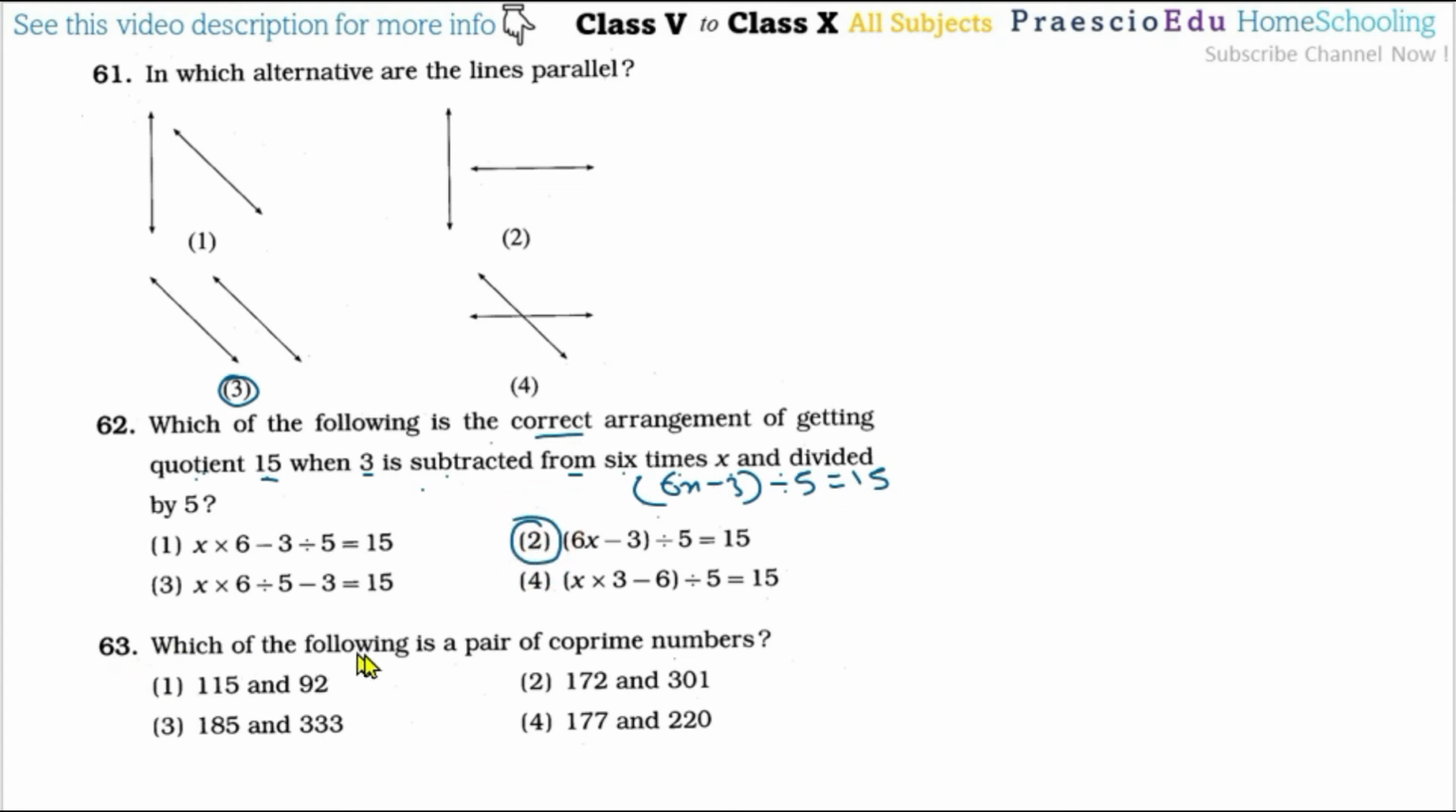Then question number 63. Which of the following is a pair of co-prime numbers? If you check all of these, you will find the common factor 23 here, meaning 23 can divide this number and this one also. For the next pair, the number 143 can divide here, and here also the number 37 can divide both numbers. So these are not co-prime numbers, because they have another common factor. But these two numbers don't have any other common factor, so these are the co-prime numbers. So option number 4 is the correct one.